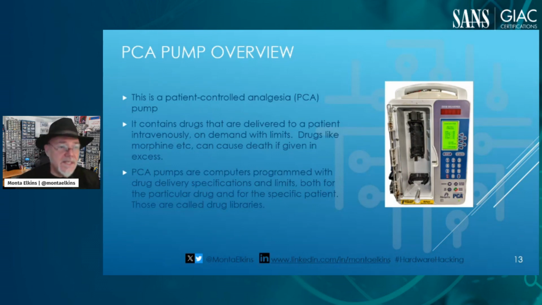So this is a PCA pump, patient-controlled analgesia pump. Right, something you put like morphine in, and you can click the button to have it delivered. Of course, at the wrong rate and the wrong amount, those drugs can be dangerous. But these are computers running software, and they also download drug libraries into them that limit the amount of the drug that can be given, and how quickly and how often the patient can ask for it.